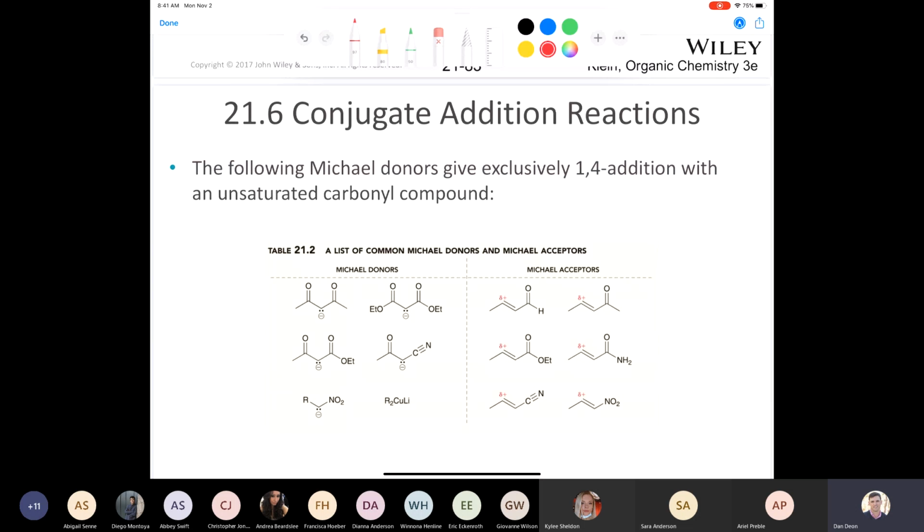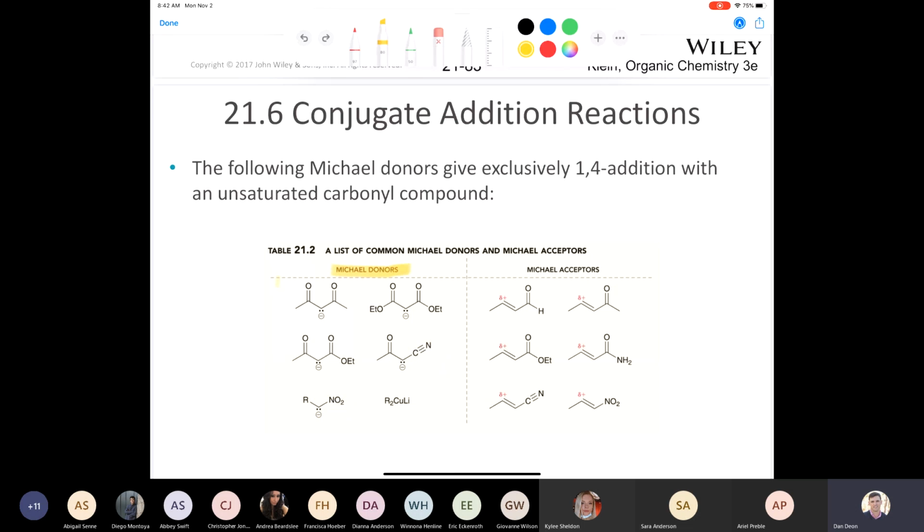Anyhow, the following Michael donors give exclusively 1,4 addition with an unsaturated carbonyl compound. There we go. So you need to have this list of Michael donors memorized, okay? Now, you might think, oh, come on, just more things for me to memorize. Well, the only one on there that I would say is kind of the outlier would maybe be the Gilman reagent, right? Because you think, okay, well, Gilman, you're not going to draw the doubly stabilized enolate where you can in all of the others, right? You should be able to do that with all of the others here, even with this nitrile here and with this nitro group there.